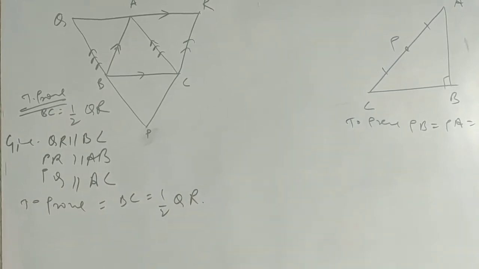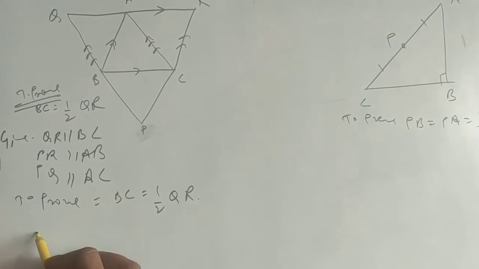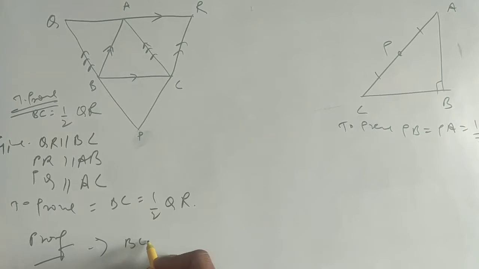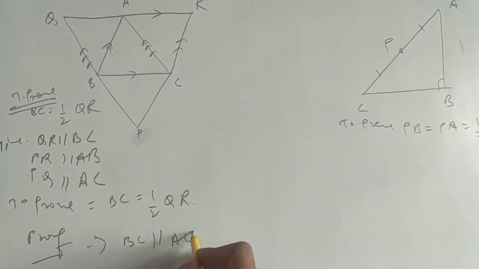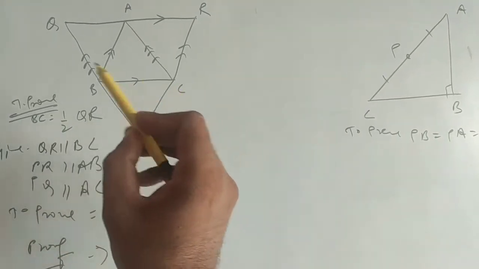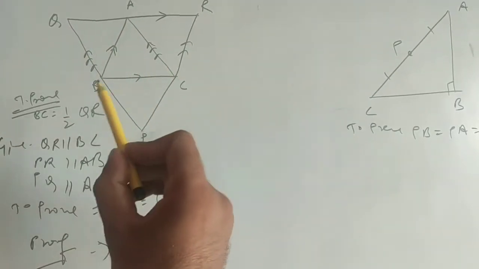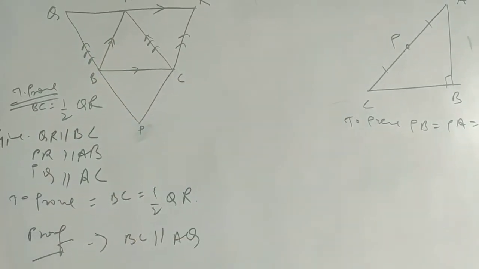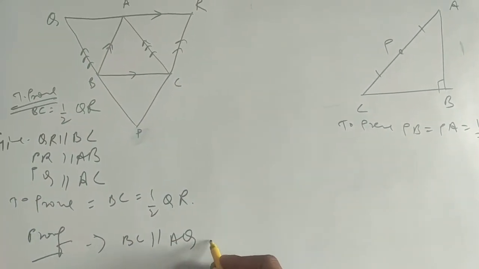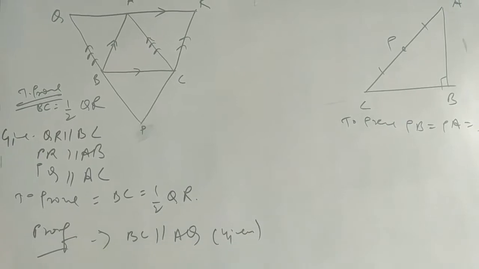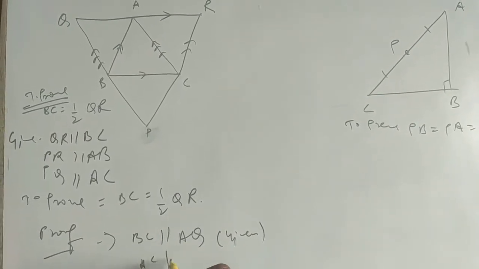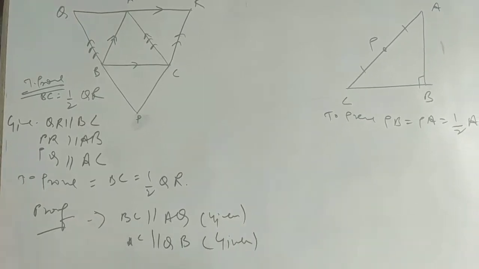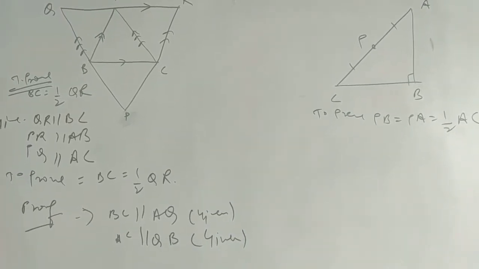Now this is quite simple. How is it simple? Look here. Proof. We know that BC is parallel to AQ, because QR is parallel to BC. So BC is parallel to QA also. Similarly, you can say that AC is parallel to BQ. This is also given part.